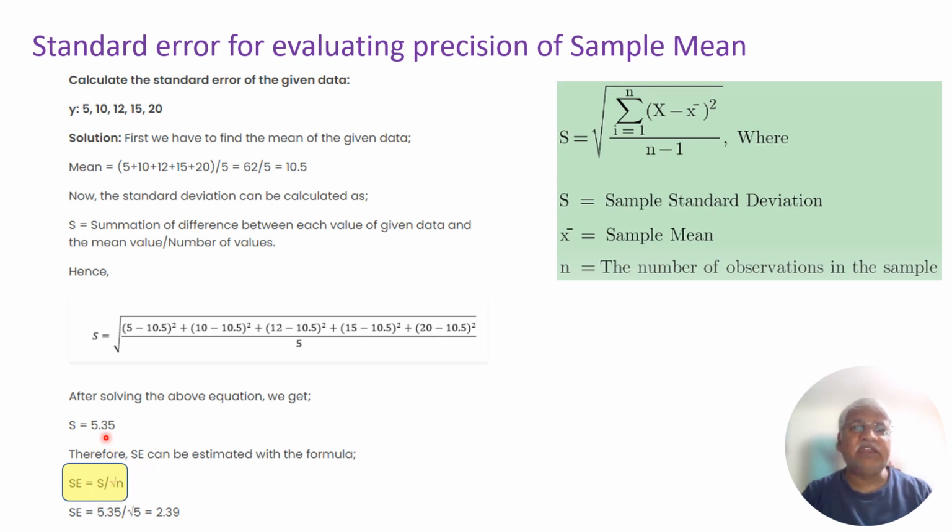So the standard deviation is 5.35 and the number of points is 5, hence root 5. The standard deviation of error is 2.39. Compared to 5.35, 2.39 is quite high. Hence the sample points that have been picked up here will not represent the distribution correctly.